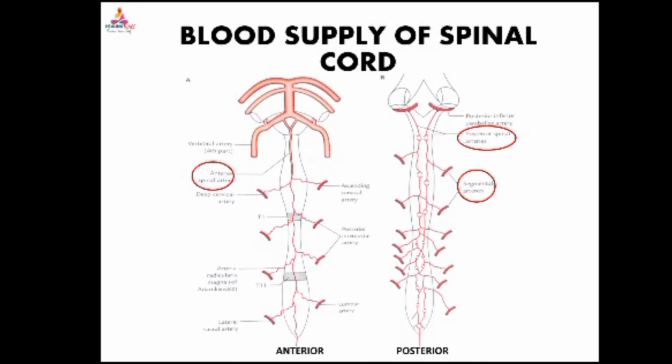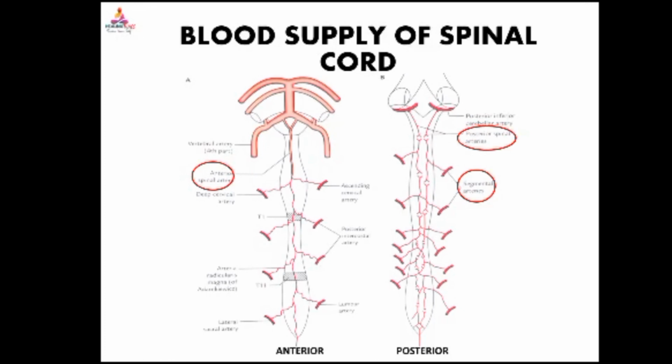These arteries are reinforced by the segmental arteries to form five longitudinal arterial trunks. These arterial trunks communicate around the cord, forming a pial plexus, the arterial vasocorona. The anterior spinal artery supplies the anterior two-thirds of the cord, whereas the two posterior spinal arteries together supply the posterior one-third of the cord.